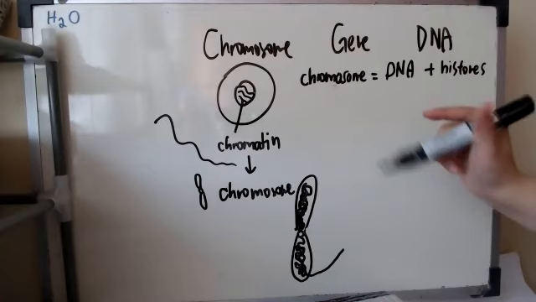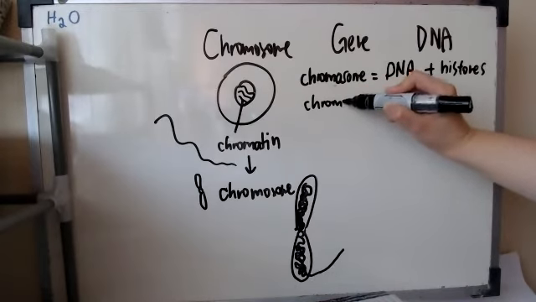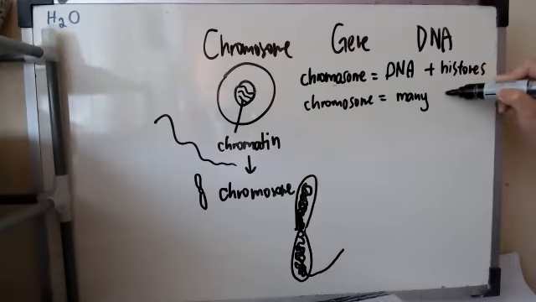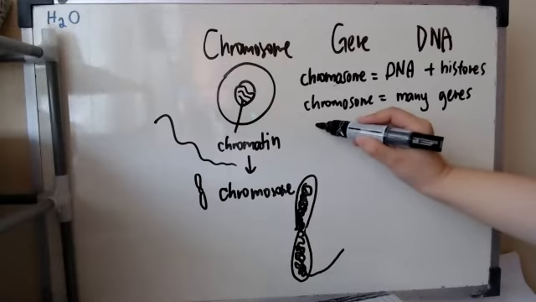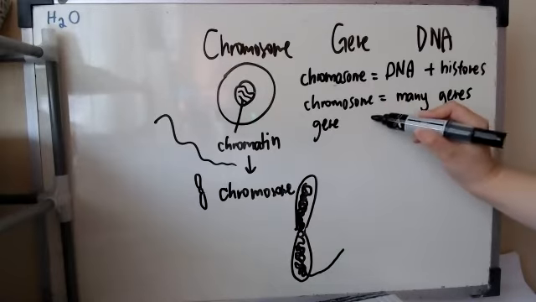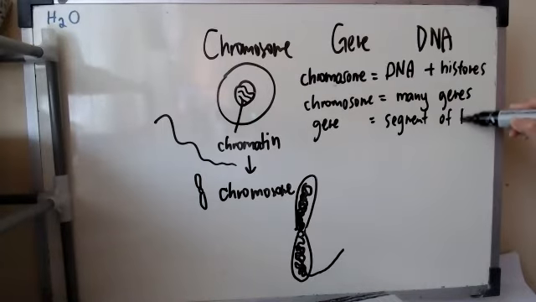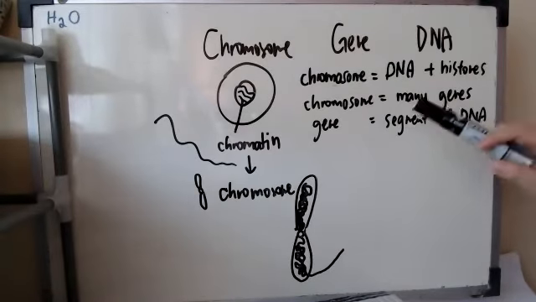So basically, chromosomes equal many genes. So many genes will make up chromosomes. And then a gene is a segment of DNA. So basically, this links chromosome to DNA, and this links chromosome to gene, and then finally this links gene to DNA.